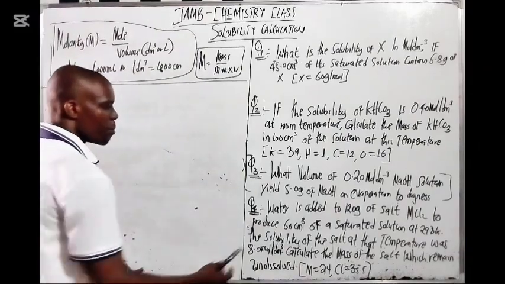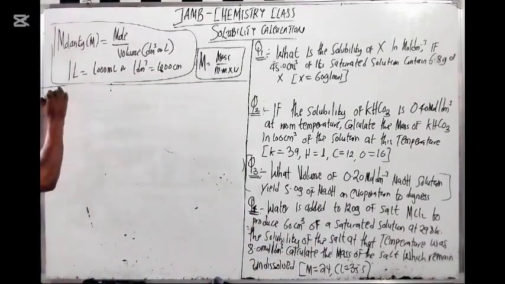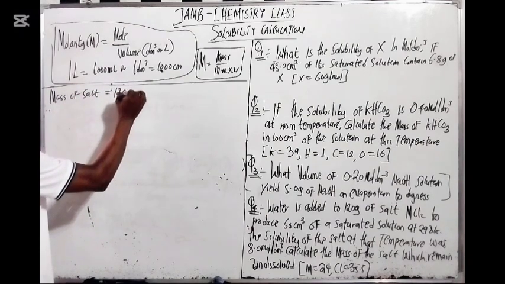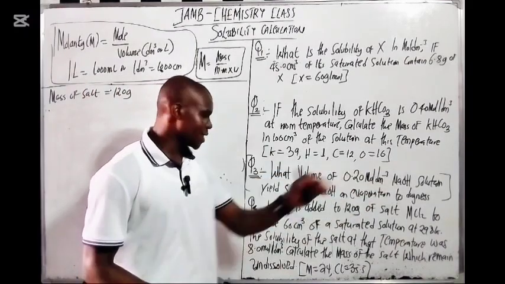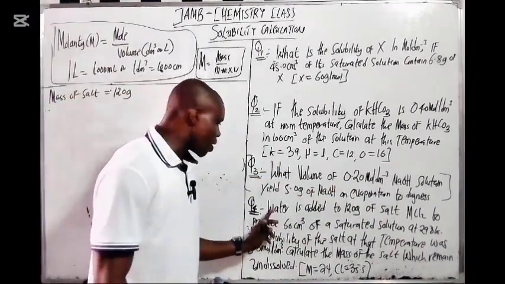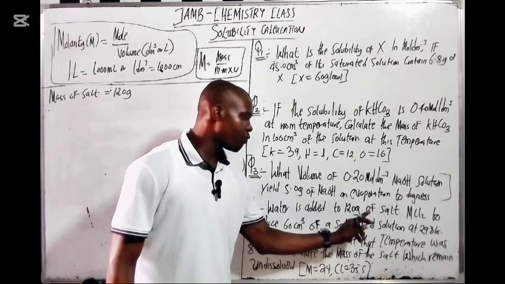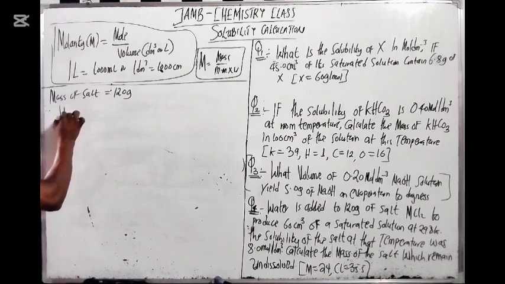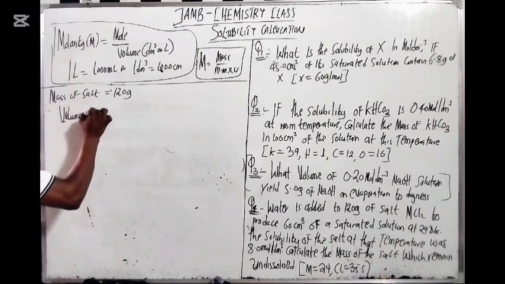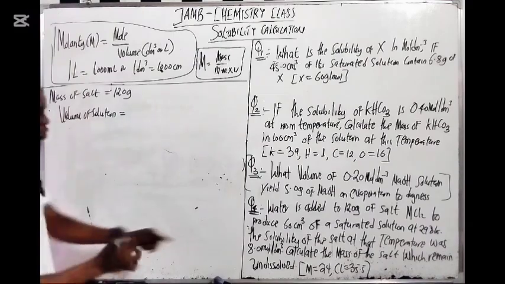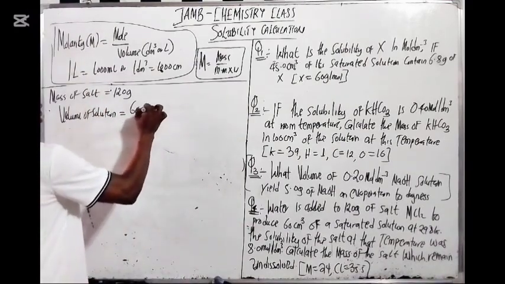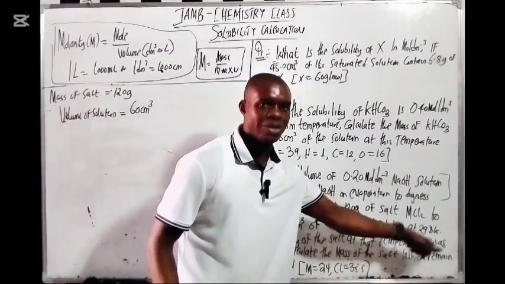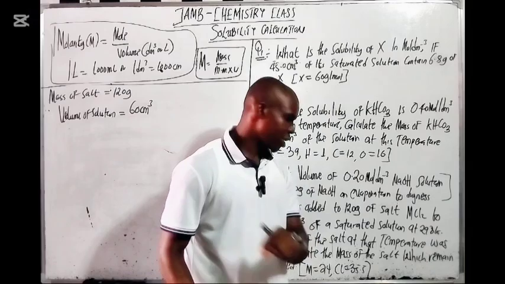Now look at something here. They give us the mass of the salt. Mass of salt, I get 120 gram. So water is added to 120 gram of salt to produce a volume of solution. The volume of solution is 60 cm cube. The temperature we are not using here. It's just the temperature where it forms a saturated solution.